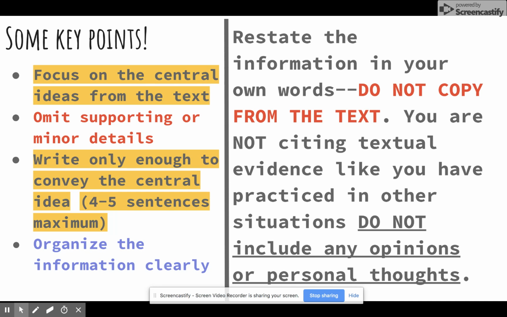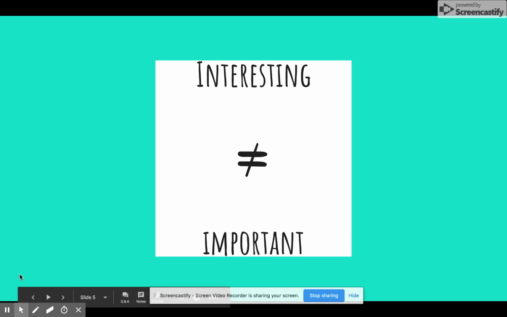Try not to include any opinions or personal thoughts, as this would show bias, and the whole point is for you to remain objective. Interesting is not important, so make sure that you keep that in mind. Your opinions need to stay out of it that way. If you think something's interesting, you have to keep in mind that it may not be important, and this will help you avoid any bias.